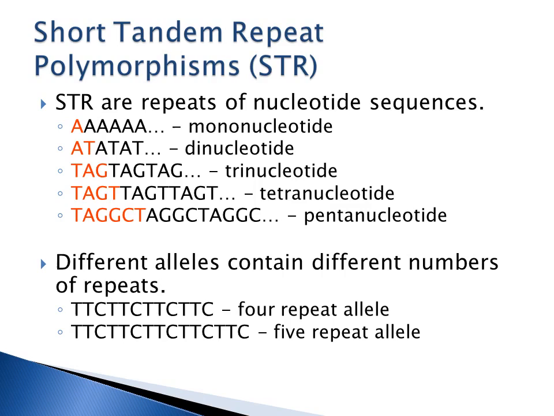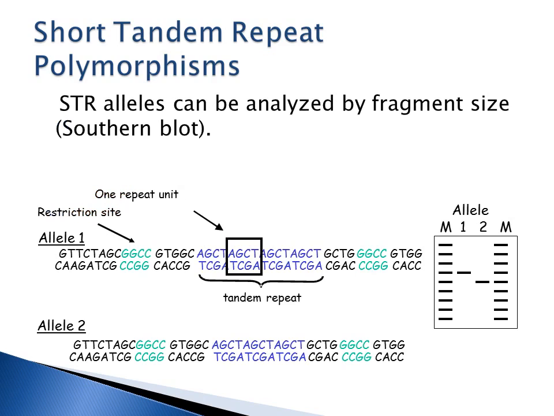Different alleles are going to contain different numbers of repeats. So for example, here you have one allele that has a TTC repeat 4 times. But the other allele has the TTC repeat 5 times. So you can analyze your short tandem repeat alleles by fragment size using a Southern blot technique.